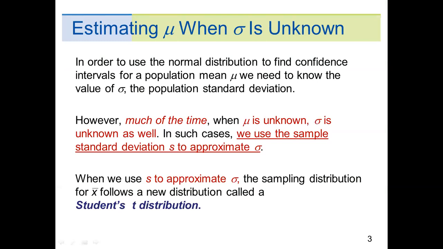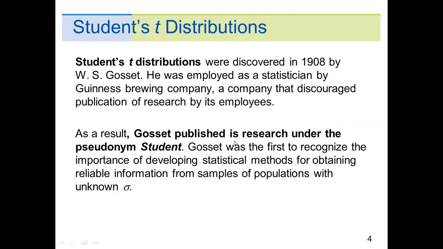In order to use a normal distribution to find a confidence interval for the mean mu, we need to know the value of sigma, the population standard deviation. However, much of the time, when you don't know the population mean, you don't know sigma either. So if we don't know sigma, we approximate it by using the standard deviation of the sample, called S. When we use S to approximate sigma, the sampling distribution follows a new distribution called a student distribution.